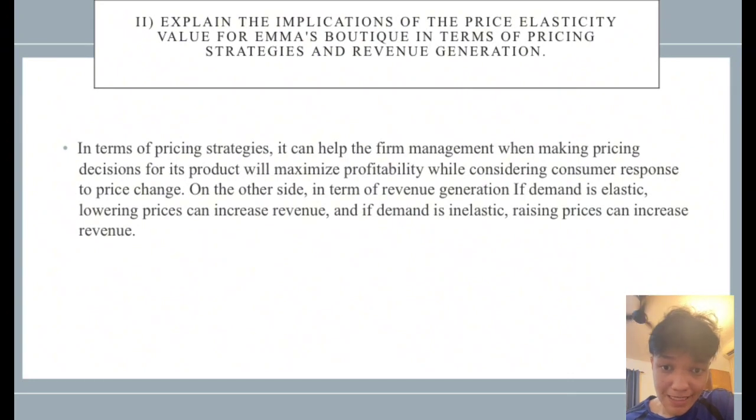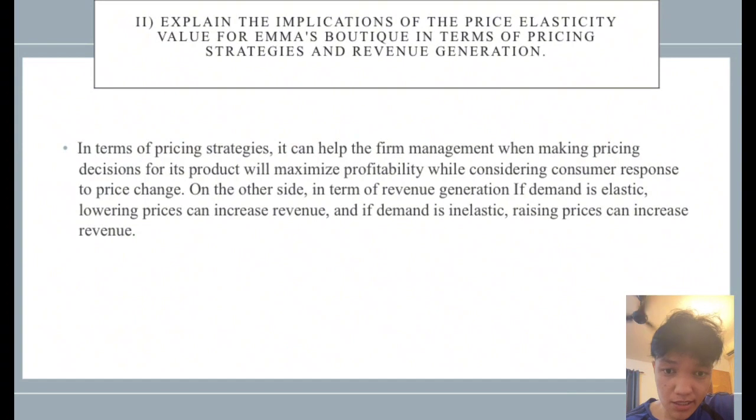So move on to the next question. The second part of the question. Explain the implication of the price elasticity value for Emma's boutique in terms of pricing strategies and revenue generation. In terms of pricing strategies, it can help the firm management when making pricing decisions for its product, to maximize the profitability while considering consumer response to price change.